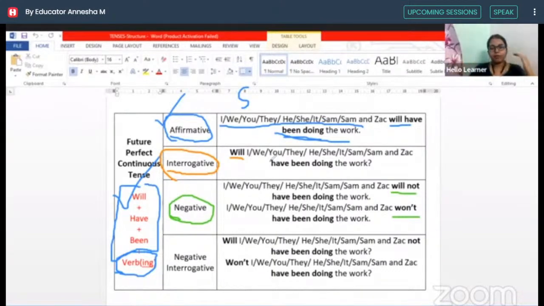So, will I have been doing the work? Will she have been going to the party? Will they have been dancing together? Will Sam have been singing in the choir? So on and so forth. All right. So, will plus subject plus have been doing, have been going, have been sleeping. Simple formula. Okay. ये है हमारा interrogative. I hope this is clear, guys. Any questions, any doubts? Please ask.